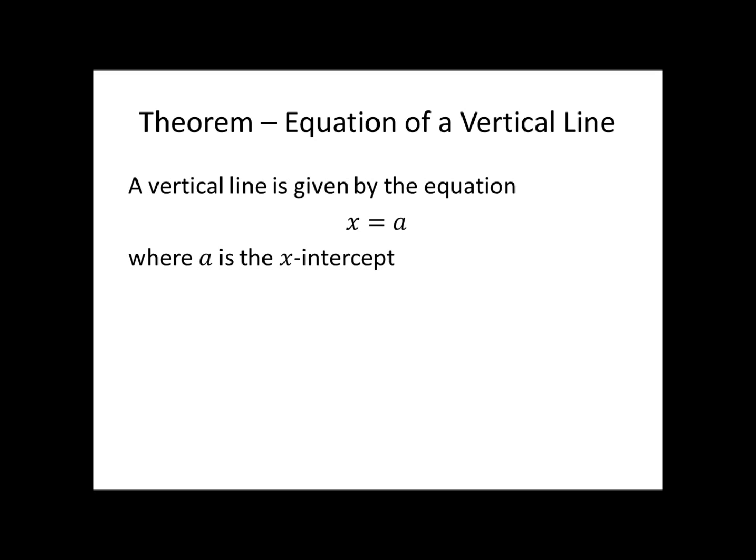The equation for a vertical line is just given by x equals a, where a is some real number. A is also referred to as the x-intercept, that is where the line crosses the x-axis.